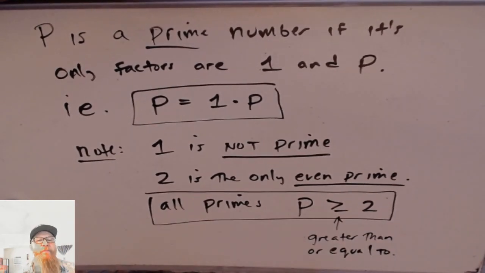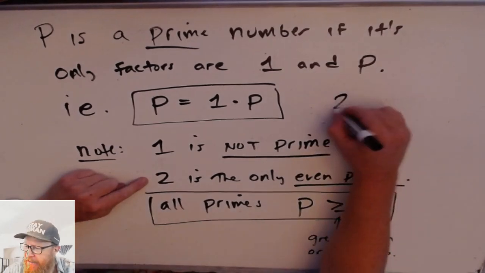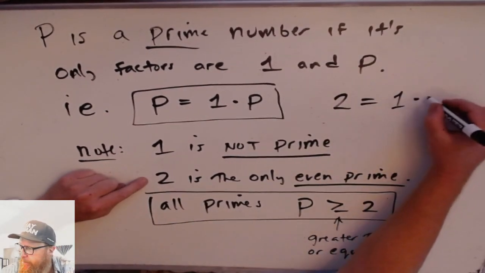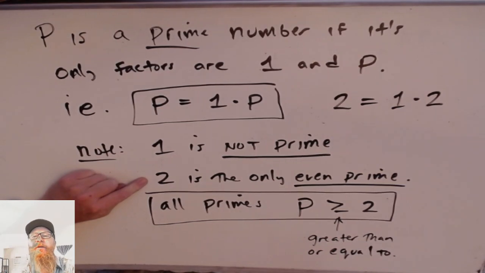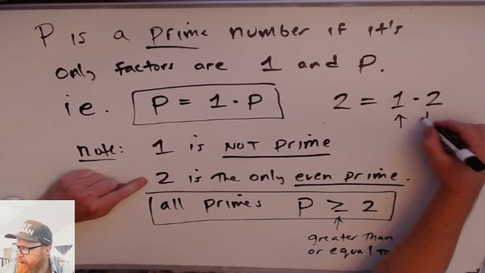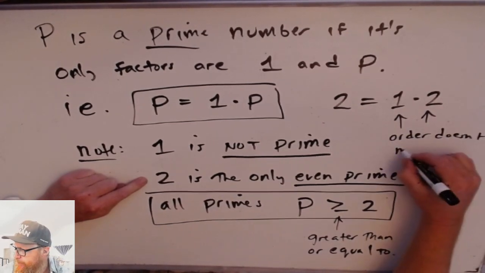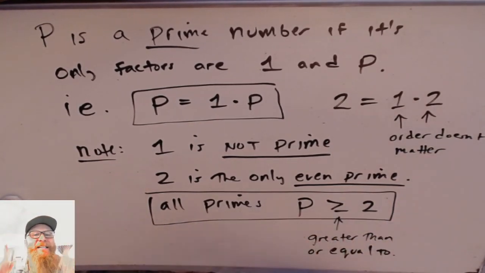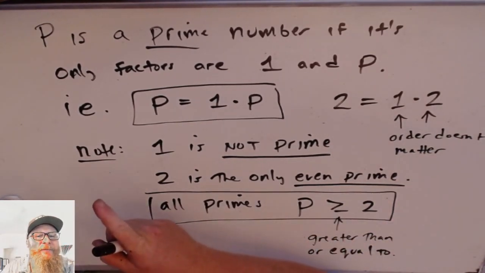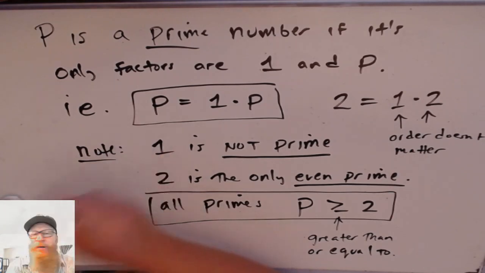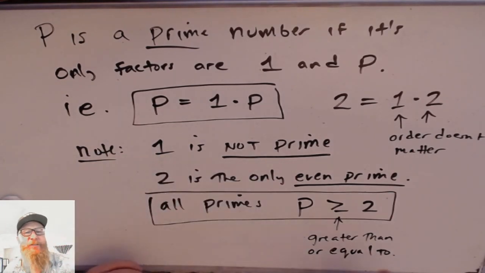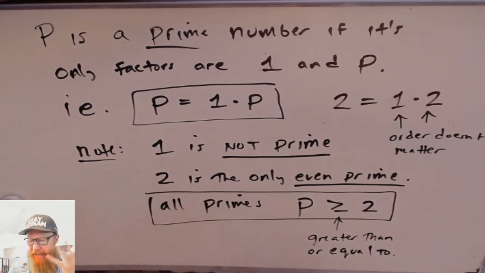So all prime numbers are greater than or equal to 2, and 2 is the only even prime. 2 is equal to 1 times 2. And I should mention that the order doesn't matter. If I say A times B, that's the same thing as B times A. We're going to get more into that later in the algebra sections. Today we're just doing a lot of arithmetic. So we call this a prime number.